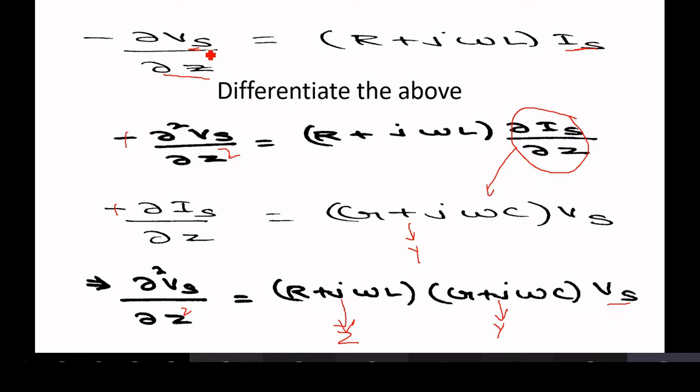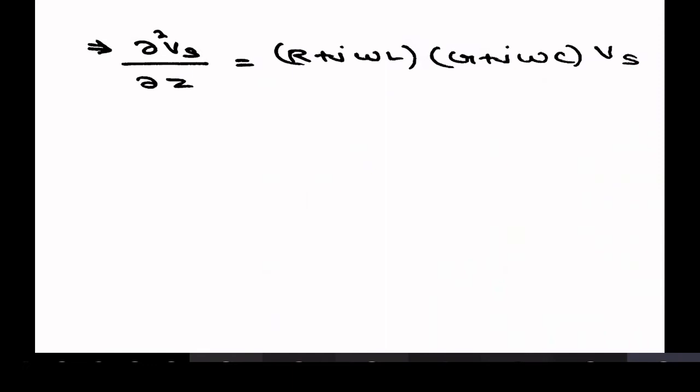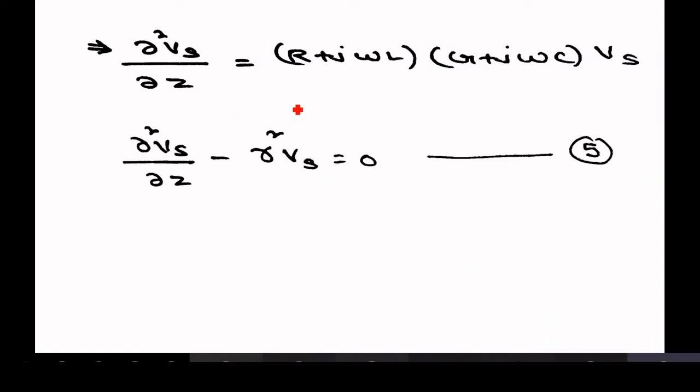Now we will take the other equation. Now we have taken dou Vs by dou Z. Now we will take minus dou Is by dou Z is equal to Z plus j omega C into Vs. That equation we will differentiate. So we can write it in this way, dou square Vs by dou Z. If you take this to the other side, this whole term is represented by gamma square.